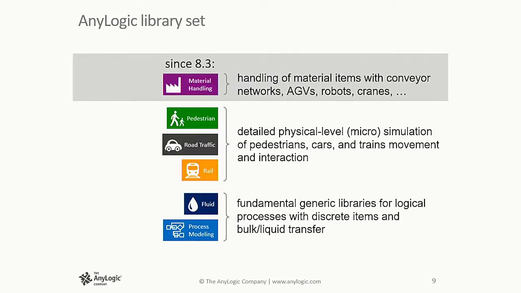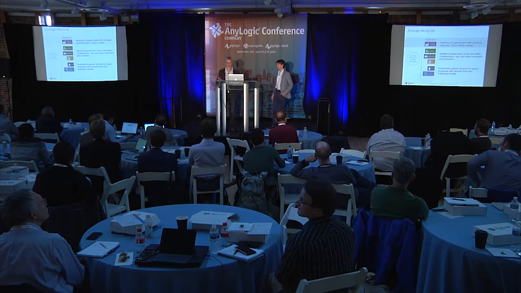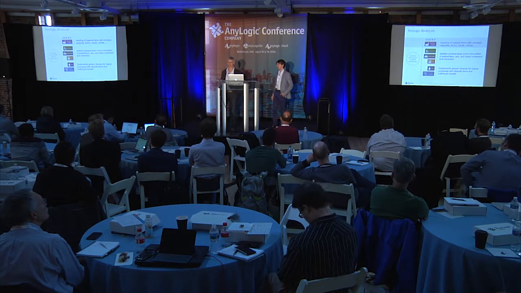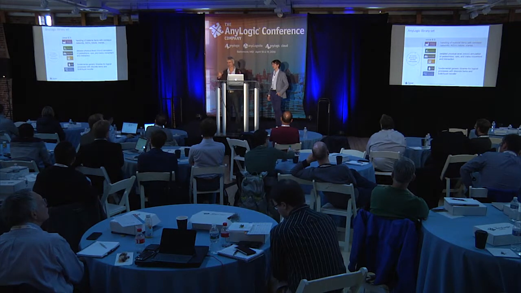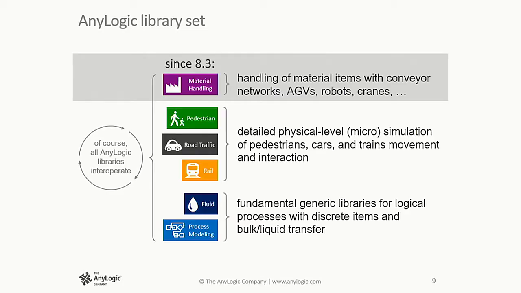But anyway, the library. As you have seen on that slide in the morning, this library kind of completes our library set for things that move in physical space, like pedestrians, rail cars, and now material items that you have in your manufacturing and logistics models. So it's a very important piece in the AnyLogic toolset.